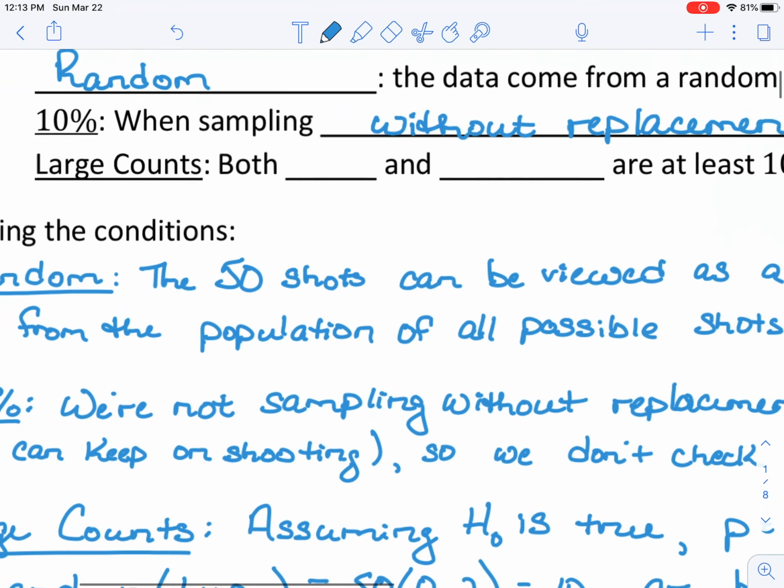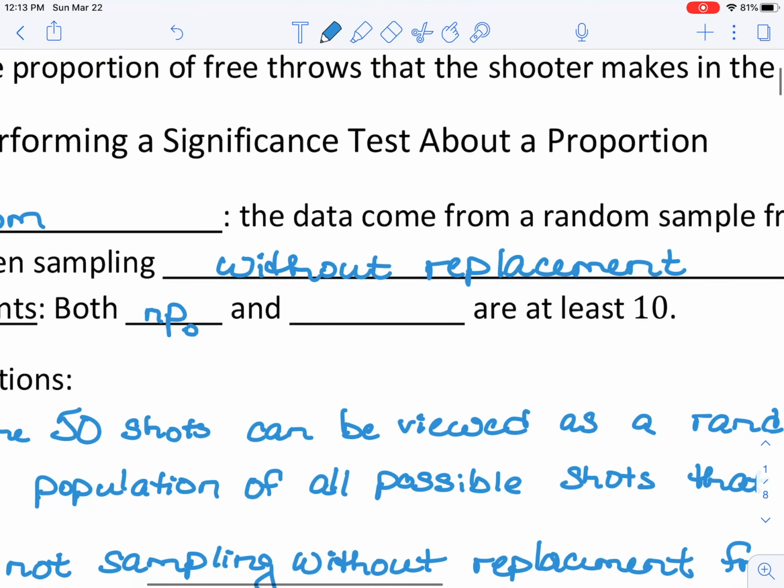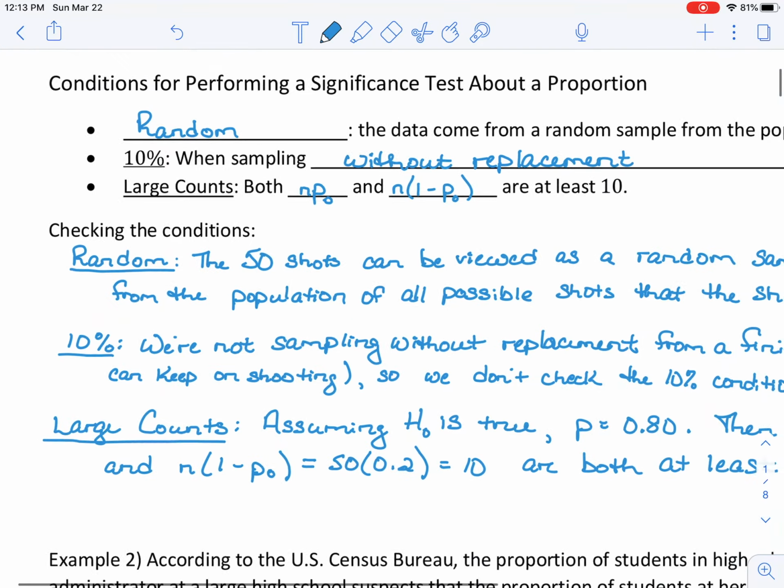And then the large counts condition is slightly different. We don't know what p actually is. That's why we're testing it. But remember, hypothesis tests are built on the contingency that the null hypothesis is true. So we're just going to use whatever p value is in the null hypothesis, denoted as p naught. So as long as n times p sub 0 and n times the complement of the parameter in the null hypothesis are both at least 10, then you can proceed.